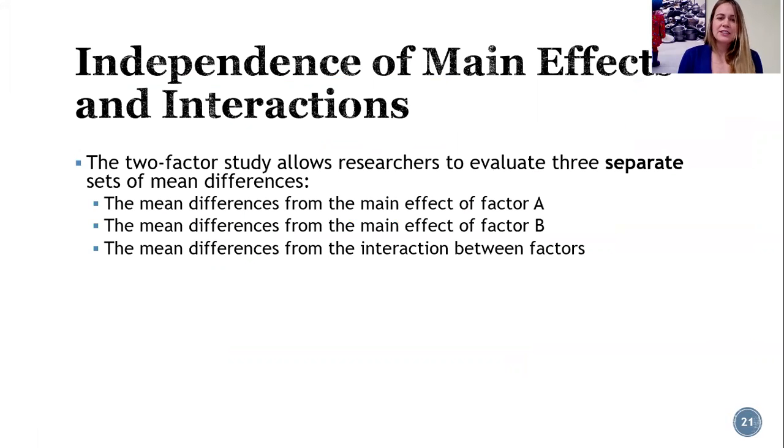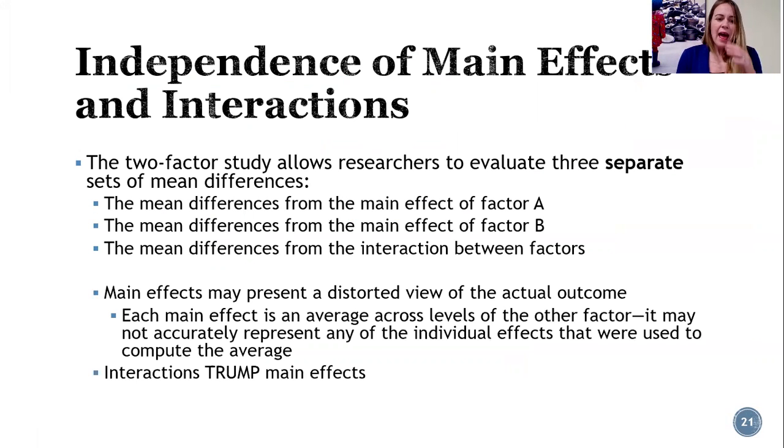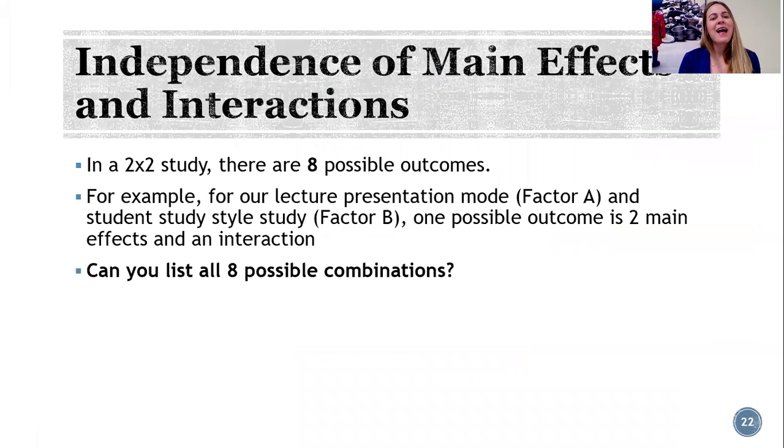So in a 2-factor study, researchers can evaluate the main effect of factor A, the main effect of factor B, and whether there's an interaction between them. I think this is the same slide that I just showed before, so I'm just going to skip over that. In a 2x2 study, there are 8 possible outcomes. For example, I just gave you 2 of them, where there's a main effect of both factors and either an interaction or no interaction.